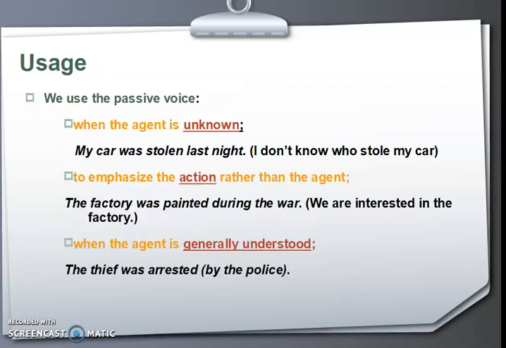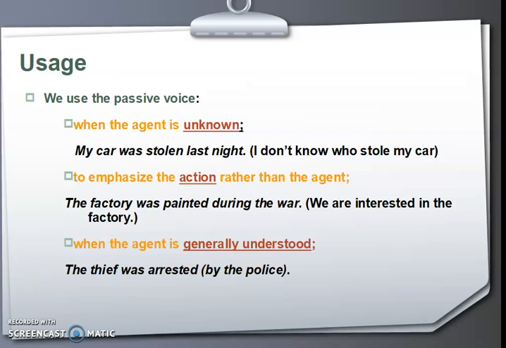We use the passive voice when the agent is unknown. Basically, we don't know who did something. My car was stolen last night. I don't know who stole my car. So the agent is unknown. The person who did something is unknown.